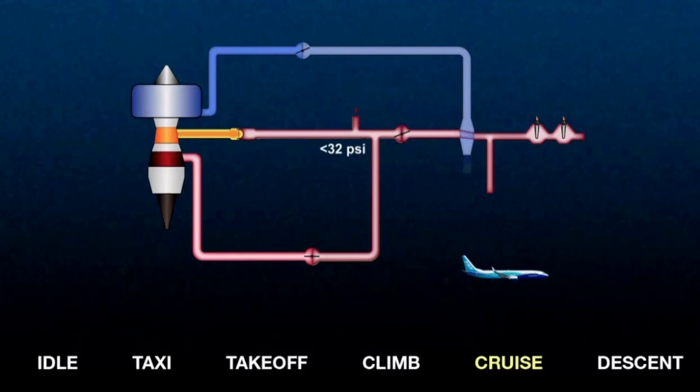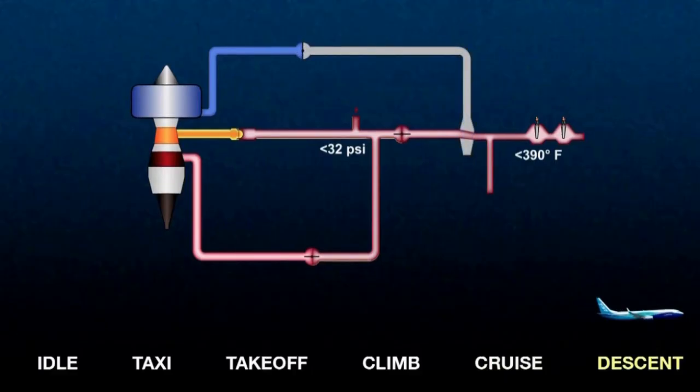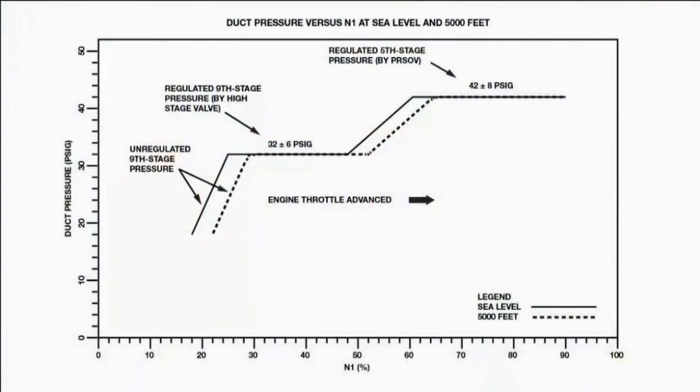If the airplane is lighter, the throttle settings may be lowered, reducing the fifth stage air pressure enough so that the HSV will open, and the system will again be using ninth stage air. Note that depending on altitude, the HSV may open at the beginning of cruise. In descent, when the throttles are brought back to flight idle, the ninth stage pressure will be below 32 psi. So both the HSV and PRSOV will be completely open.